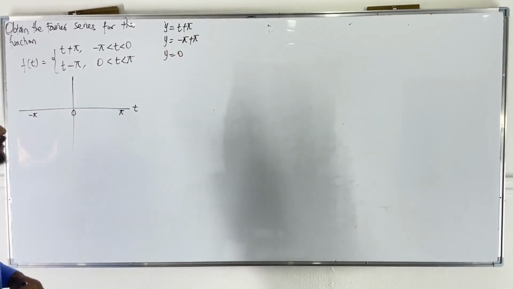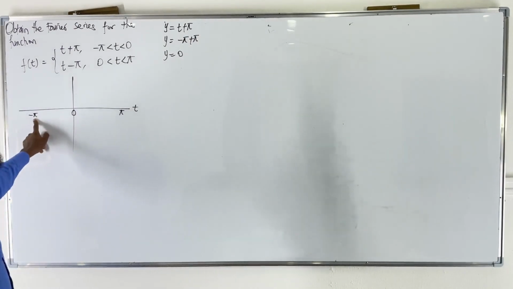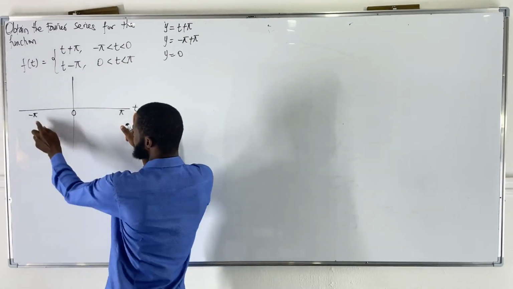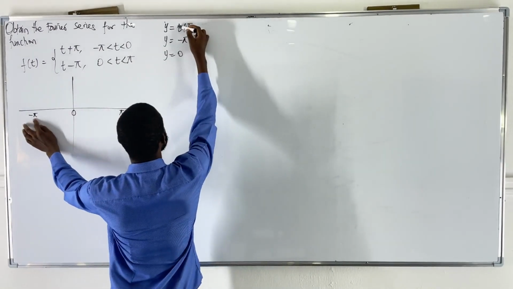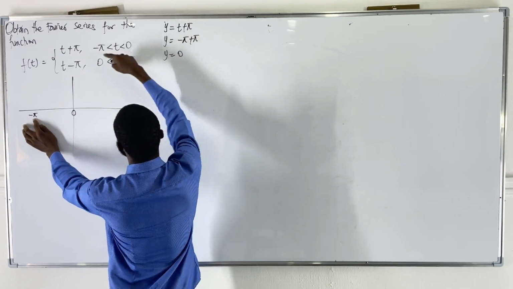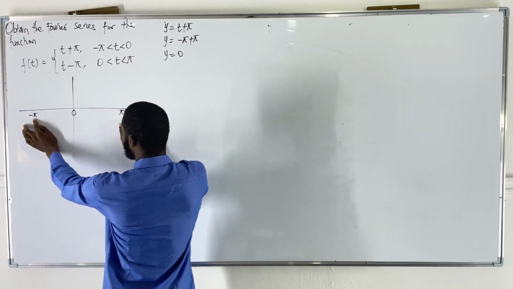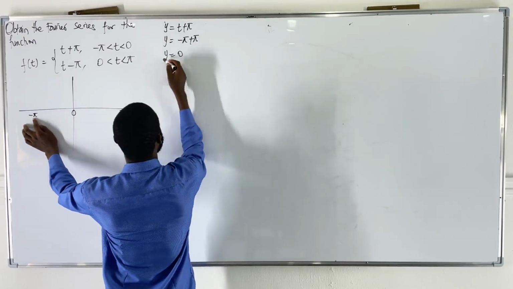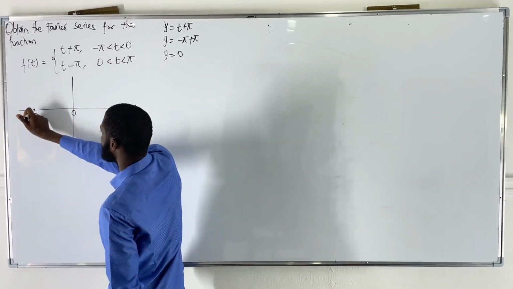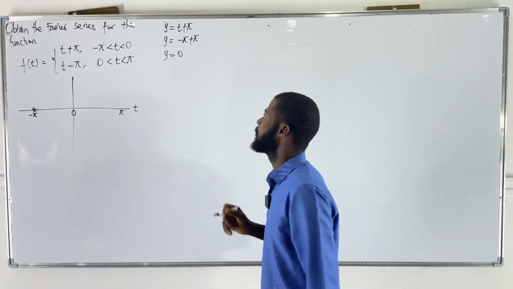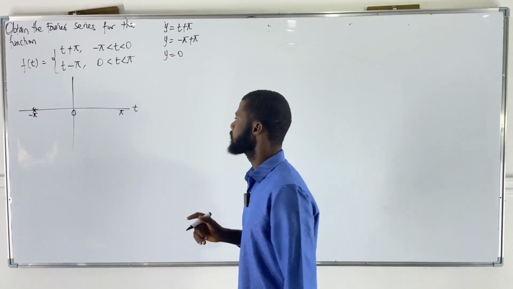Now what does this tell us? When t is minus pi, because what I did here was to put t as minus pi, because within this interval, t is from minus pi to 0. So when t was minus pi, y was 0. So it means it's going to be on this part. That means it's going to be on that very part.